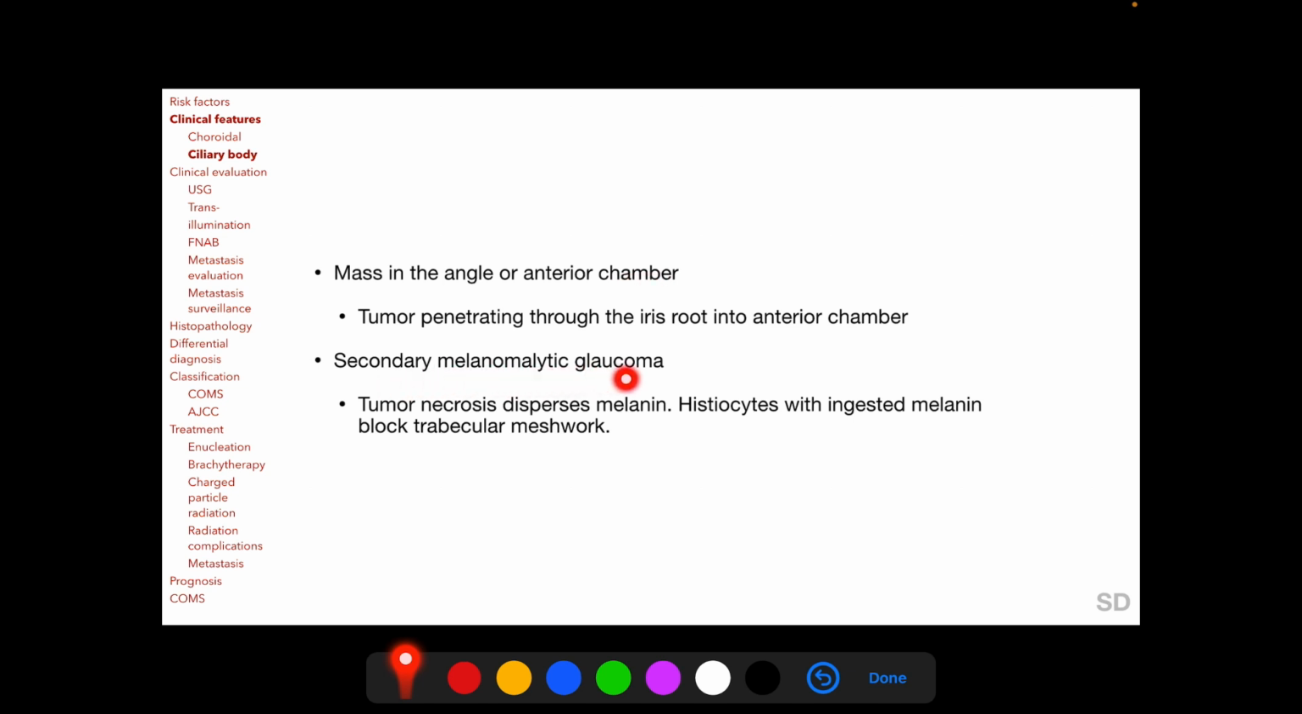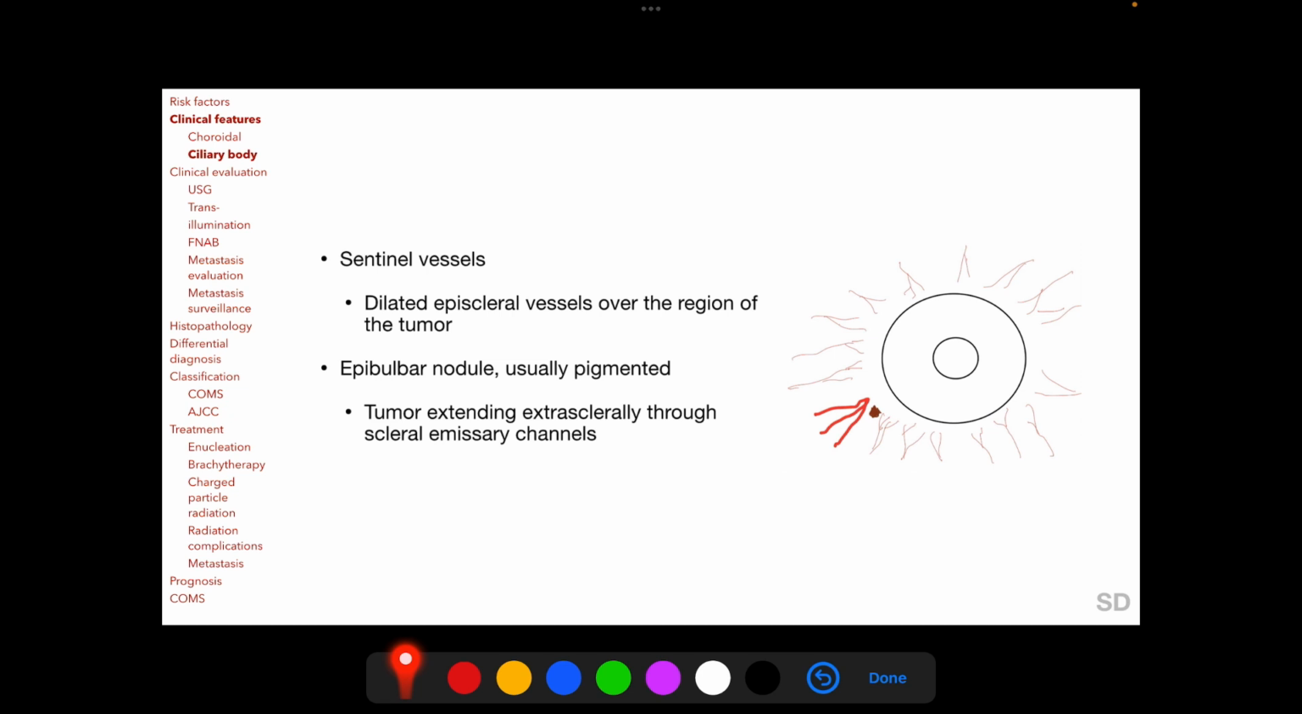Secondary melanocytic glaucoma can occur when the tumor undergoes necrosis, dispersing its melanin. Histiocytes ingest this melanin and subsequently block the trabecular meshwork. On the external surface of the eye, we can find sentinel vessels and pigmented epibulbar nodules. Sentinel vessels are dilated episcleral vessels over the region of the ciliary body tumor, and epibulbar nodules occur due to the tumor extending extrasclerally through the scleral emissary channels.